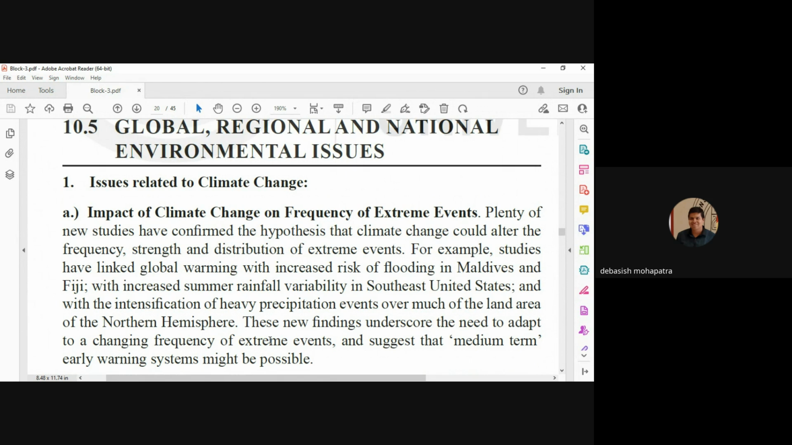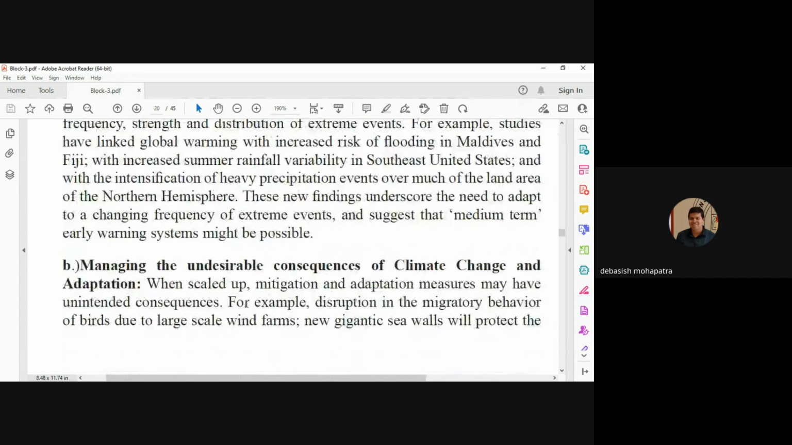Then, issues related to climate change. Impact of climate change on the frequency of extreme events. Plenty of new studies have confirmed the hypothesis that climate change could alter the frequency, strength and distribution of extreme events. For example, studies have linked global warming with increased risk of flooding in Maldives and Fiji, with increased summer rainfall variability in southeast United States, and with the intensification of heavy precipitation events over much of the land areas of the northern hemisphere. These new findings underscore the need to adapt to the changing frequency of extreme events and suggest that medium-term early warning systems might be possible.